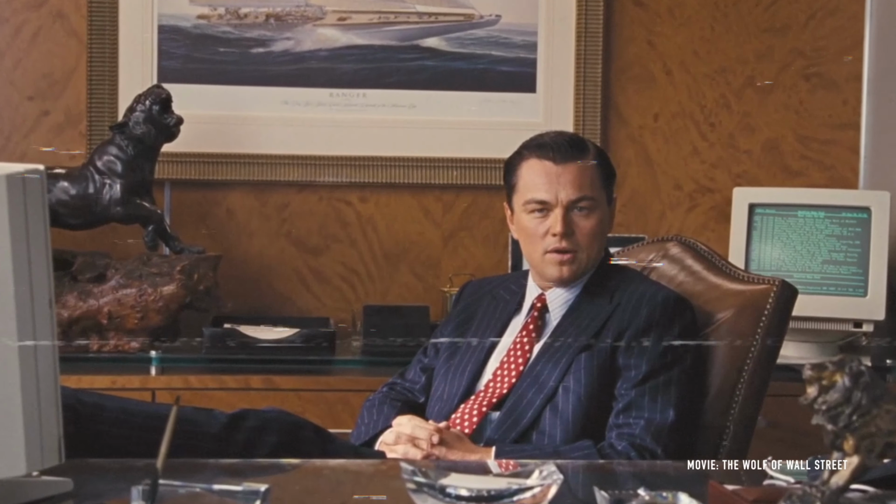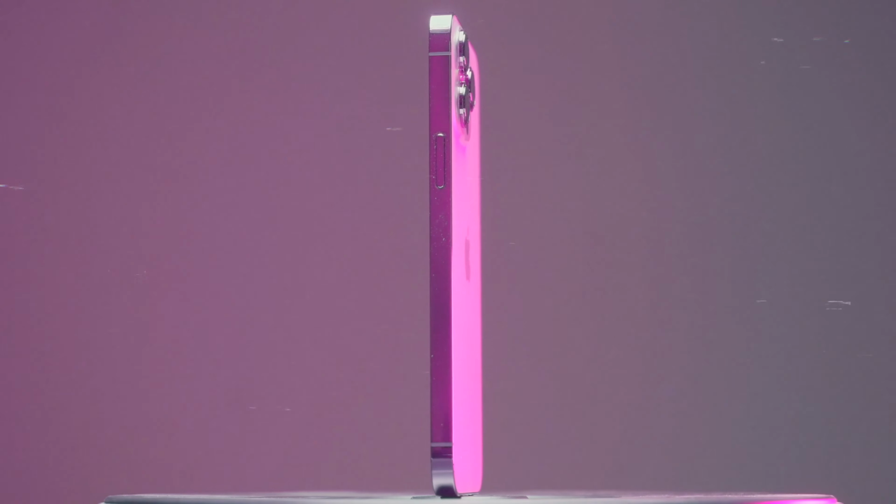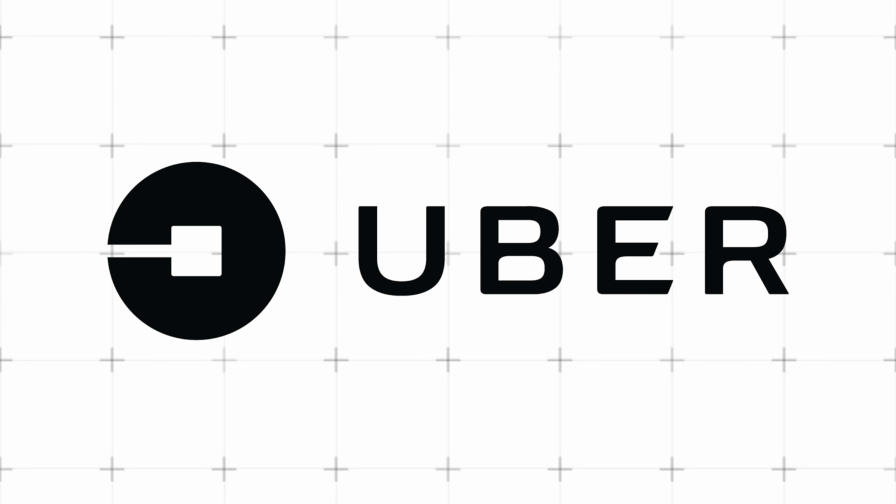Most people believe that to build a successful business, you need years of development, a perfect product, and huge investments. But the truth? You don't. The world's biggest companies, Airbnb, Uber, Dropbox, didn't start with a polished product. They started with the simplest version possible.